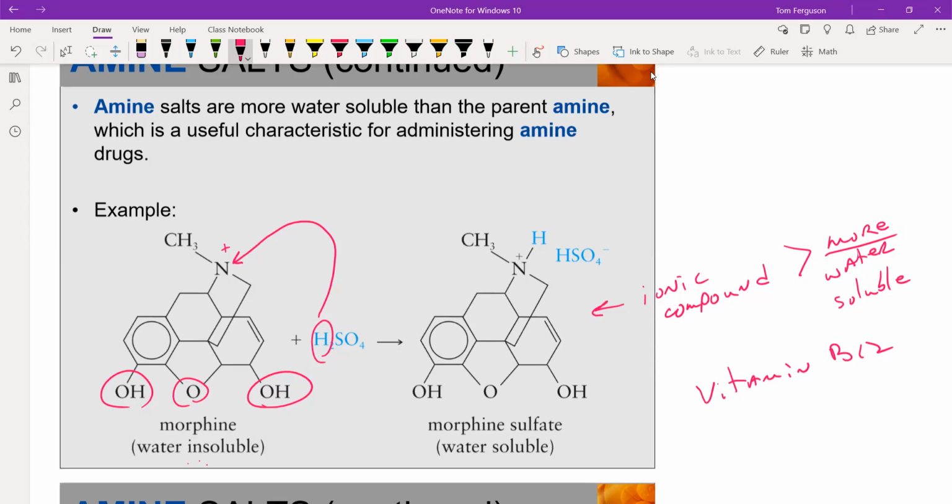One of the questions on the take-home test was I gave them the structure of vitamin B12, which is wildly complicated, and I just said, make this more soluble in blood. So what they had to do was analyze the functional groups and modify them to be more soluble in water, or more ionic.